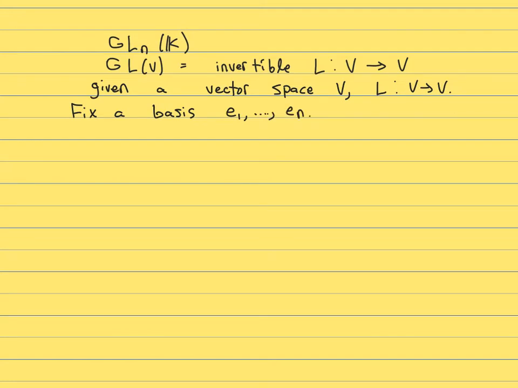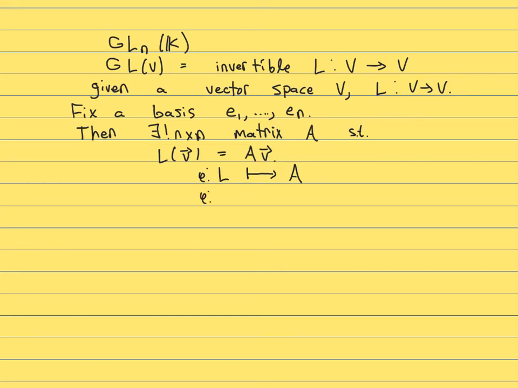here I'm assuming the vector space is finite dimensional, dimension n specifically, then one of the theorems from linear algebra is that there exists a unique n by n matrix A such that you can compute the L of any vector by just multiplying that vector by A. And so this defines a transformation sending L to A from the general linear group to the n by n matrices.